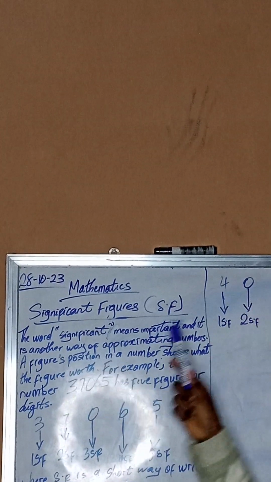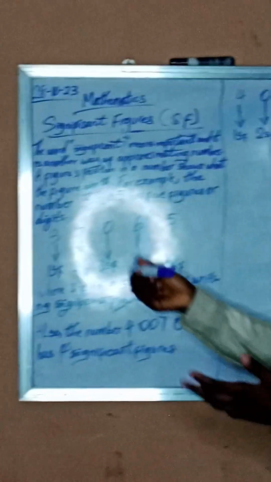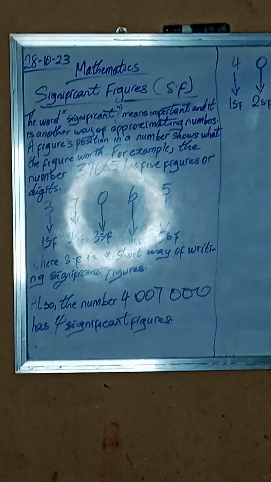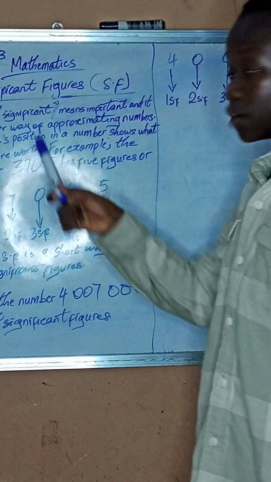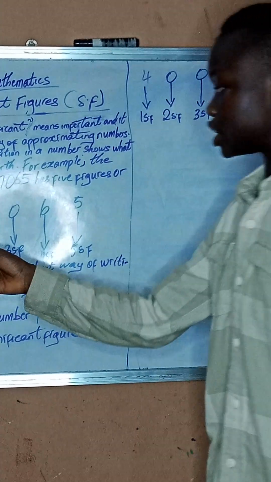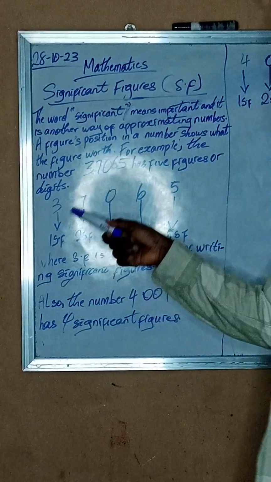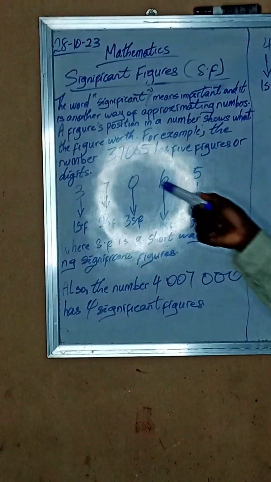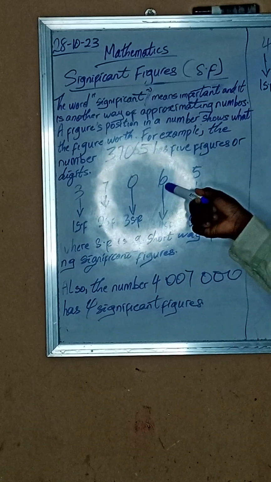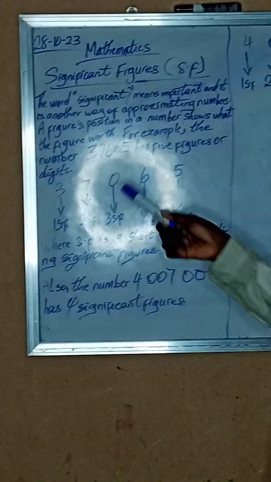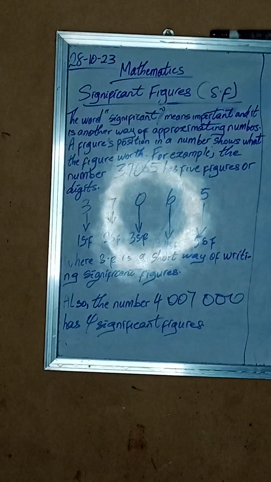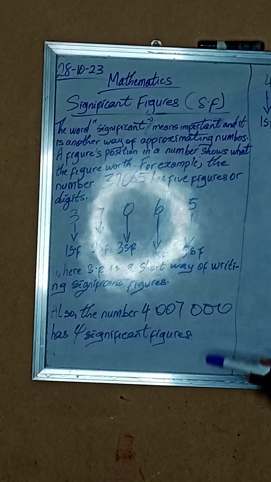Let me say this: significant figures are important figures, but they start with a non-zero digit, for example, 1 to 9. A 0 alone is an insignificant figure, but significant figures start from a non-zero digit. So 3 is the first non-zero digit, so the first significant figure. 7 is a non-zero digit, the second significant figure. 0 is in the middle of two significant figures, so that 0 is a significant figure. So this is the third significant figure. 6 is the fourth significant figure, and 5 is the fifth significant figure, where SF is the abbreviation of significant figure.